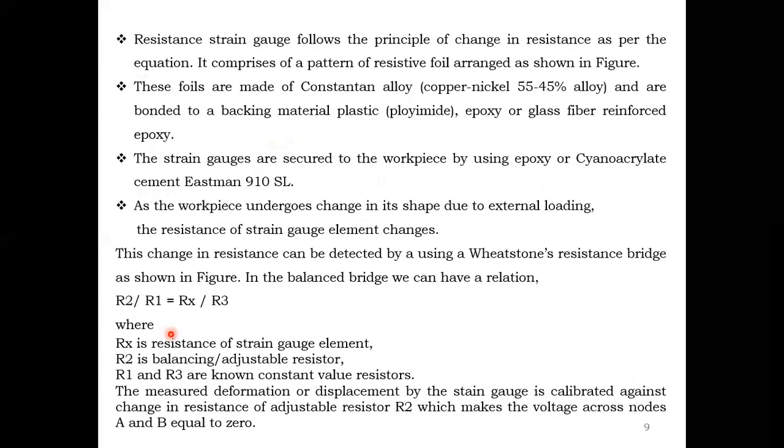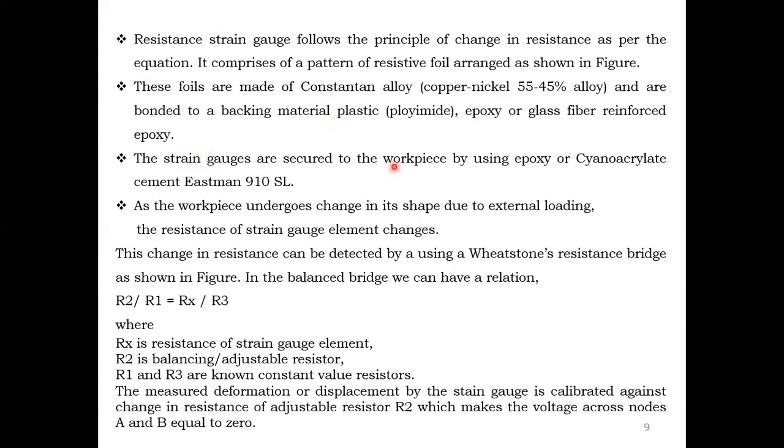The resistance strain gauge follows the principle of changing its resistance as per the equation. It comprises a pattern of resistive foil arranged as shown in the figure. These foils are made of constantan alloy and are bonded to a backing material. We cannot use every material as a strain gauge element. We need to use a particular metal, then only can we linearly check the weight variations. That is the constantan alloy they use, with a plastic polymer backing.